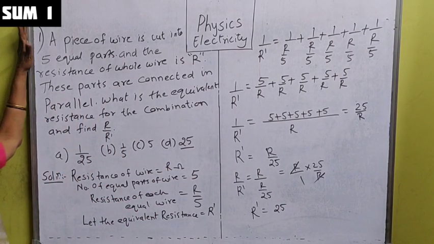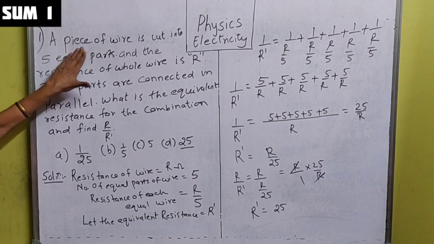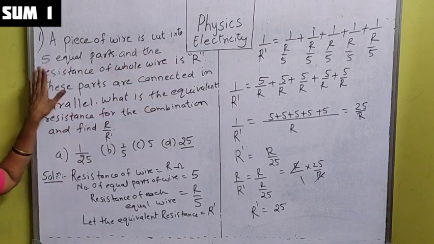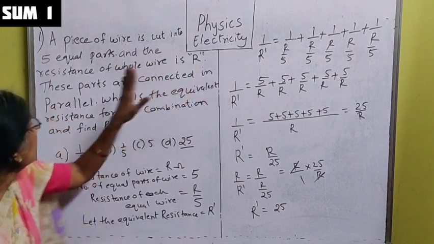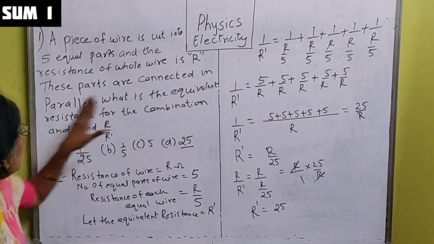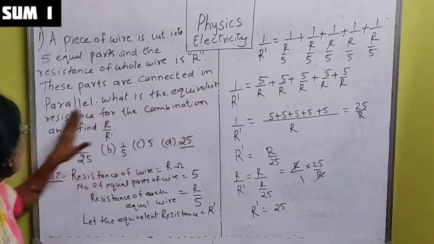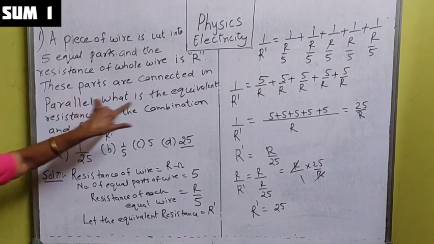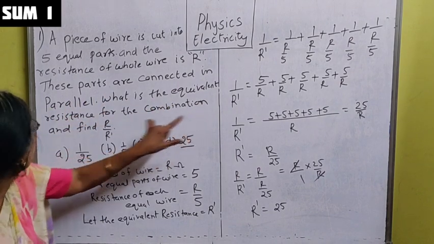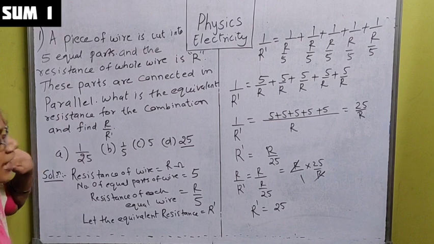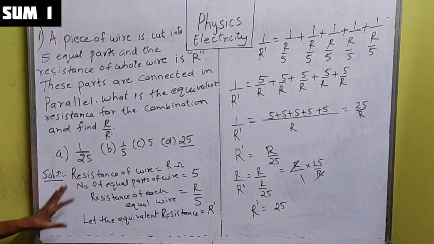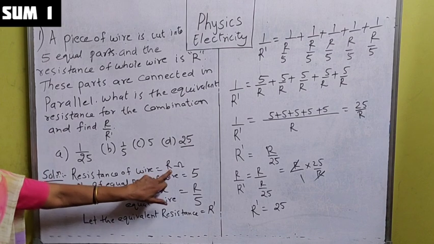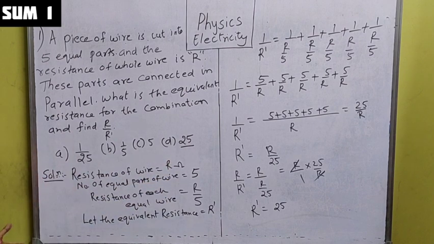So once again I will explain. Here what is given? A piece of wire is cut into 5 equal parts and the resistance of the whole wire is R. These parts are connected in parallel. What is the equivalent resistance for the combination, and find R by R dash. So what did we get? We know that the resistance of the whole wire is R ohms. It is divided into how many equal parts?